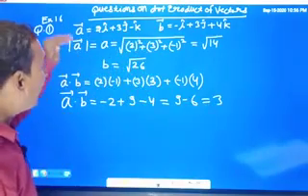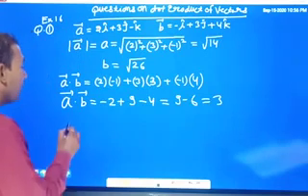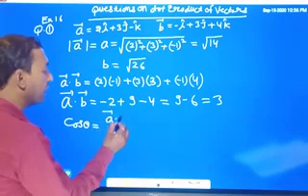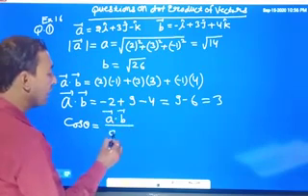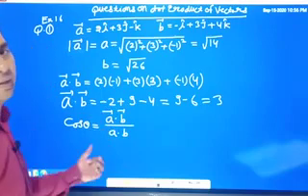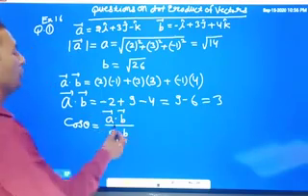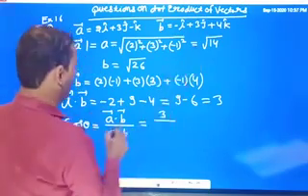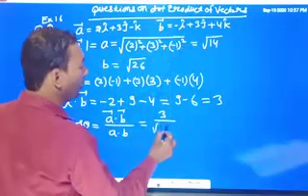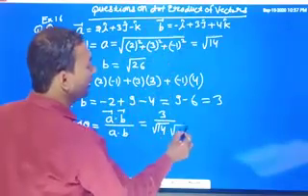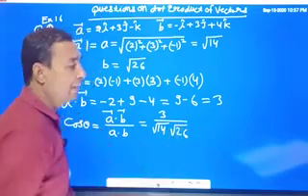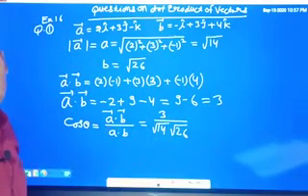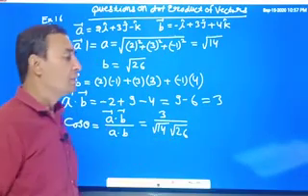The third question is: what is the angle between these two vectors? The formula for the angle between two vectors is a dot b divided by the magnitude of a multiplied by the magnitude of b. We know a dot b is 3, the magnitude of a is under root 14, and the magnitude of b is under root 26. Then we write cos inverse of 3 upon under root 14 into under root 26. Okay, this is the first question.